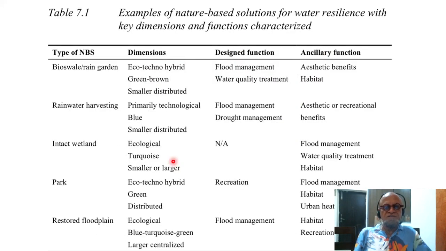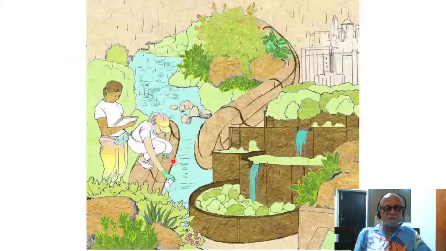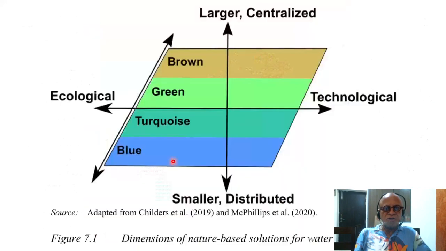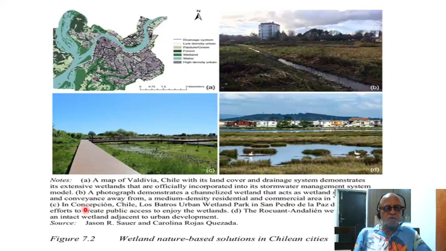So that will feed into some of the figures that actually I already not going to include that figure here, but anyway, we'll come back to it. Examples of nature-based solutions for water resilience with key dimensions and functions characterized. So type of NBS: bioswale, rain garden, rainwater harvesting, intact wetlands, park and restored floodplain. We will have some more.